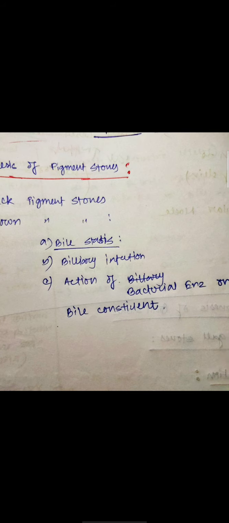Sometimes there is also parasitic infestation, like Ascaris lumbricoides or Clonorchis sinensis, and other helminths which may invade the biliary tract. These dead bacteria and parasites act as nuclei to accelerate and precipitate brown stone formation. Now, what is the action of bacterial enzymes on the bile constituents?